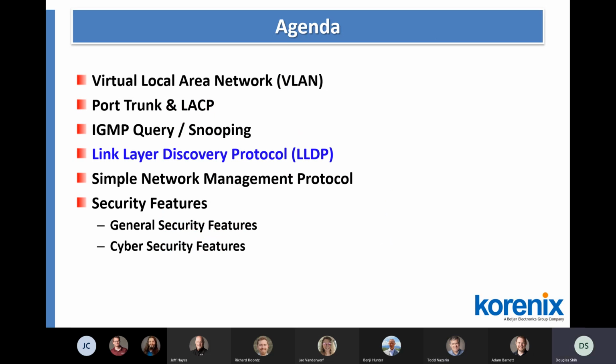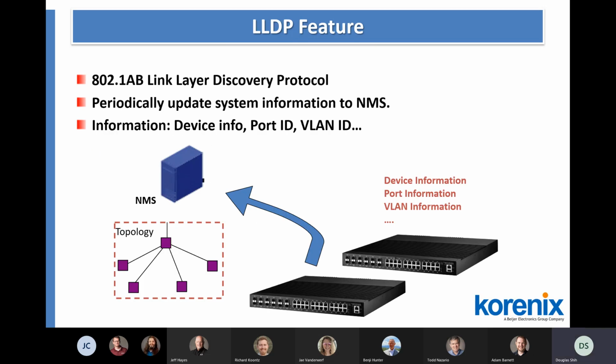Then for the next topic, there will be a simple topic called the Link Layer Discovery Protocol. We usually call it LLDP. For the LLDP features, there is the 802.1AB link layer discovery protocol. They will periodically update the system information to the network management systems. The information will include the device information, port IDs, VLAN IDs, and so on.